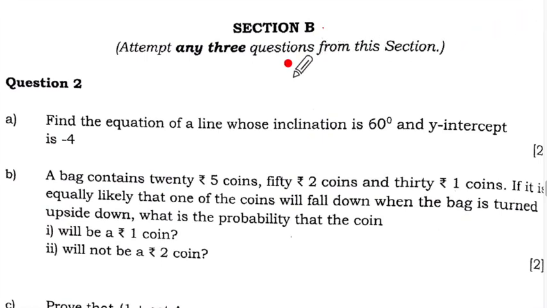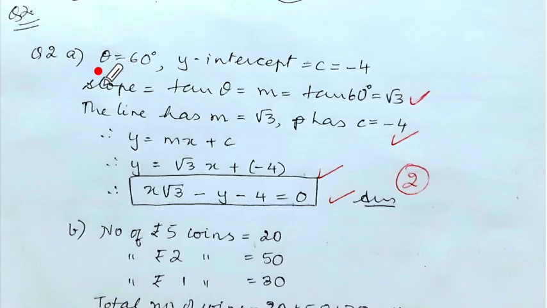From section B, we are going to solve question 2 first. So let's look at the solution. Equation of a line whose inclination is 60 degrees and y-intercept is -4. So we write here theta equal to 60 degrees, y-intercept, that is the value of small c, is -4. So slope will be tan theta, which is m, which is tan of 60 degrees, which is √3, which is the correct step. Then the line has slope equal to √3 and it has the value of c as -4. So we use y is equal to mx plus c, substitute, and we get this as the answer, and that gives us our 2 marks, full marks for this.